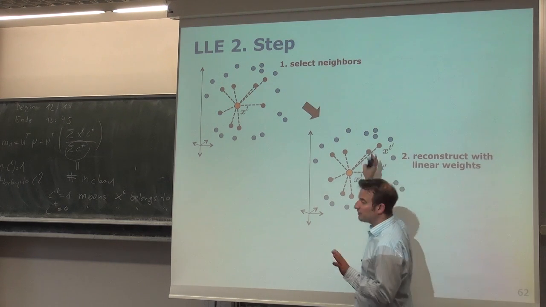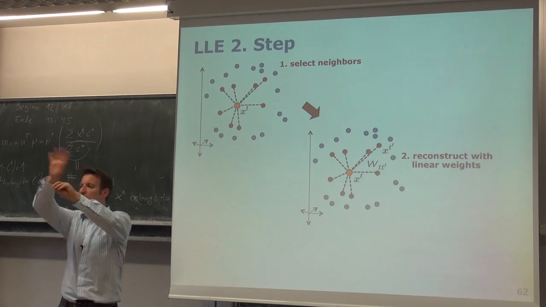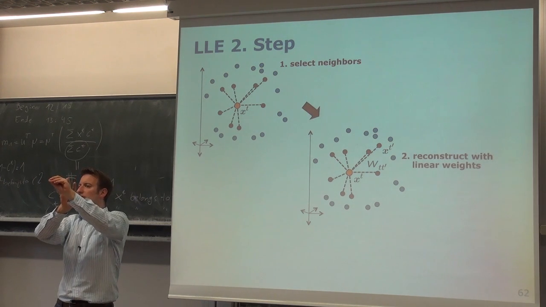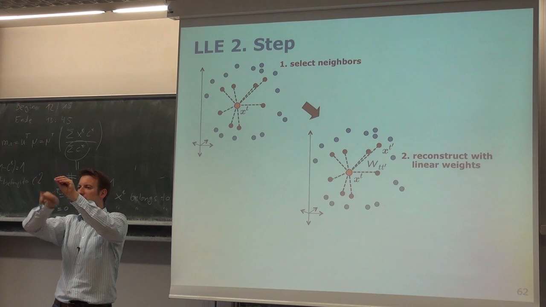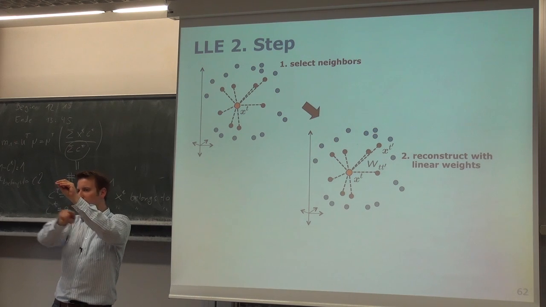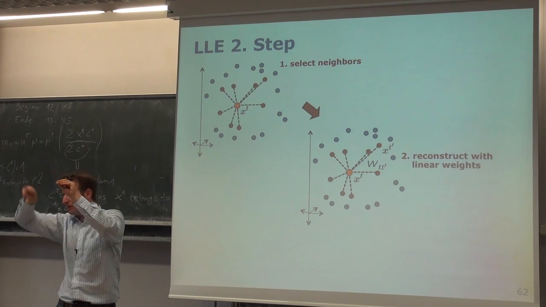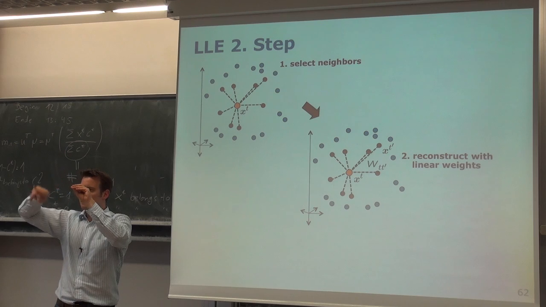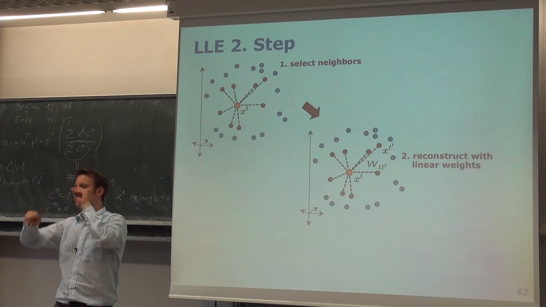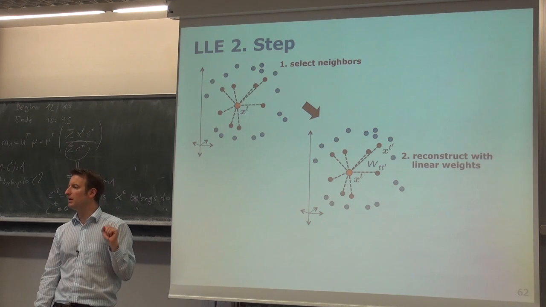So this step is actually very simple. We have a point, we select its neighbors, and we try to reconstruct this point by a weighted sum of its neighbors. Neighbor 1 times, whatever, 0.1, neighbor 2 times 0.3, neighbor 3 times 0.8, neighbor 4 times maybe minus 0.1. We just have a weighted sum of the coordinates of the neighbors to reconstruct this point. We may not fit it perfectly, but we maybe come close.